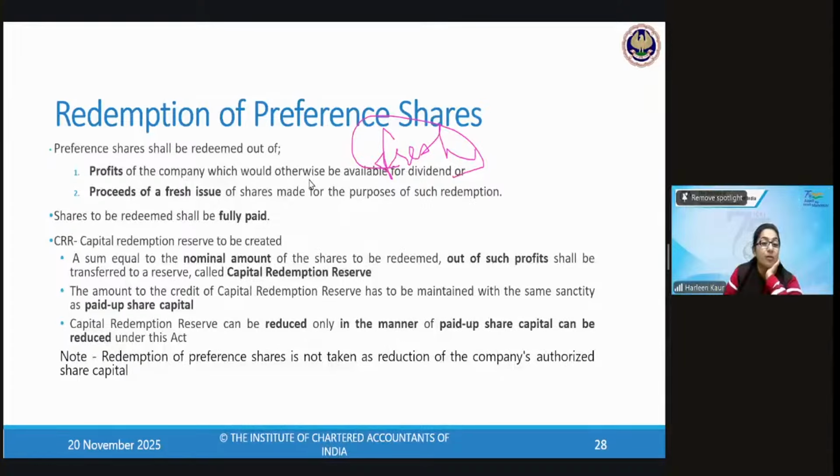But otherwise, on the issue of preference shares, the redemption that is happening, yes, Krishna Goyal, absolutely up to the premium amount. The balance can be redeemed from the profits or proceeds of the fresh issue. They should be fully paid up shares.